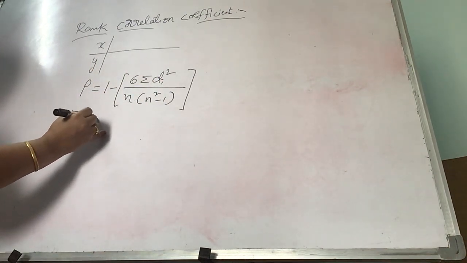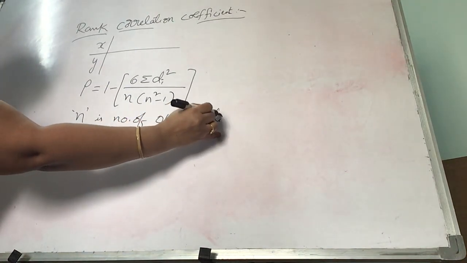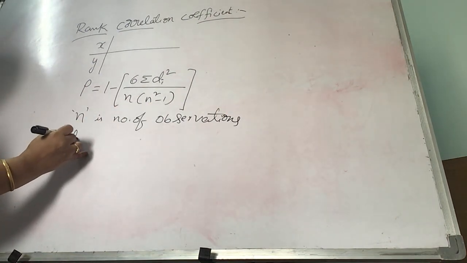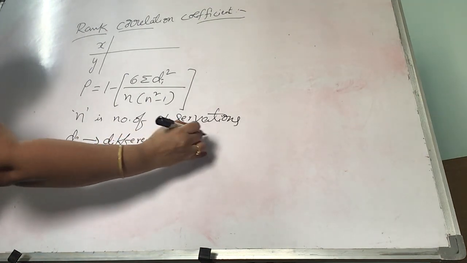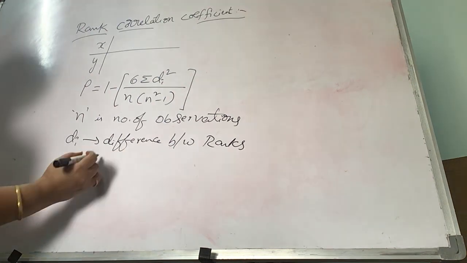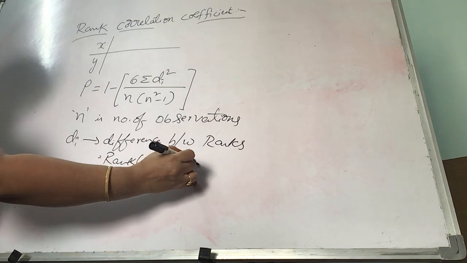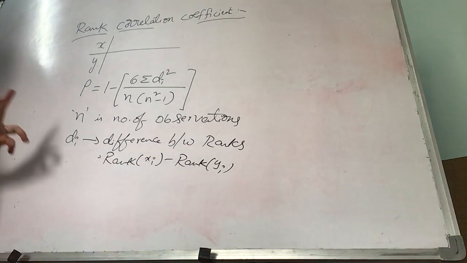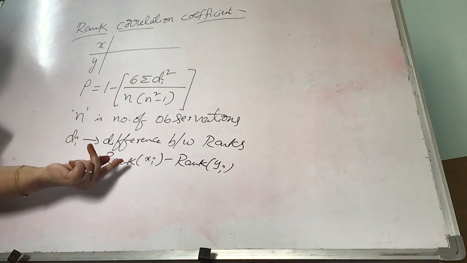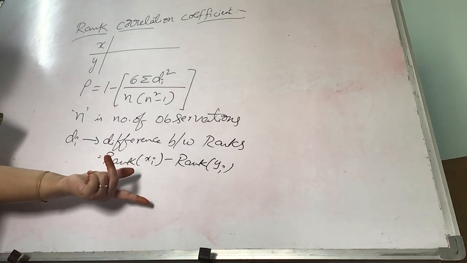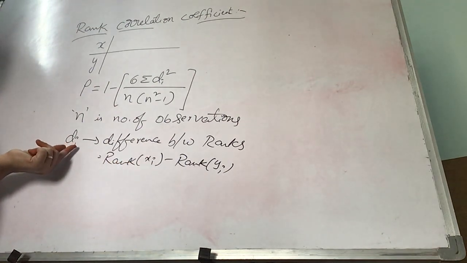Here n is the number of observations, and di is the difference between the ranks. It is given by rank of xi minus rank of yi. Here xi's are the observations for x values and yi's are the observations for y values. Here we assign the ranks to each and every observation. The difference between the ranks of x and ranks of y is denoted by di.